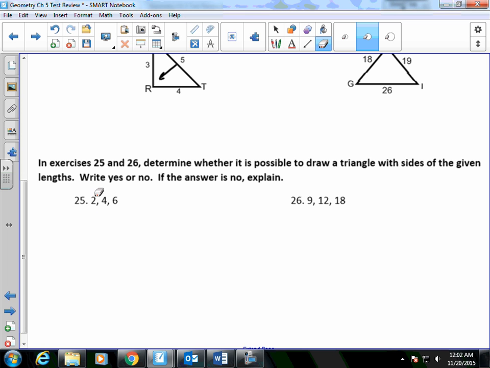So in this case, the two smallest sides are 2 and 4. So in order for this to be a triangle, 2 plus 4 has to be greater than the third side, which is 6. And we end up with 2 plus 4 is 6. Trying to say that 6 is greater than 6, which is not true. So since we didn't come up with a number greater than the third side by adding the other two sides together, this one is not a triangle. Those three sides will not be able to make a triangle.